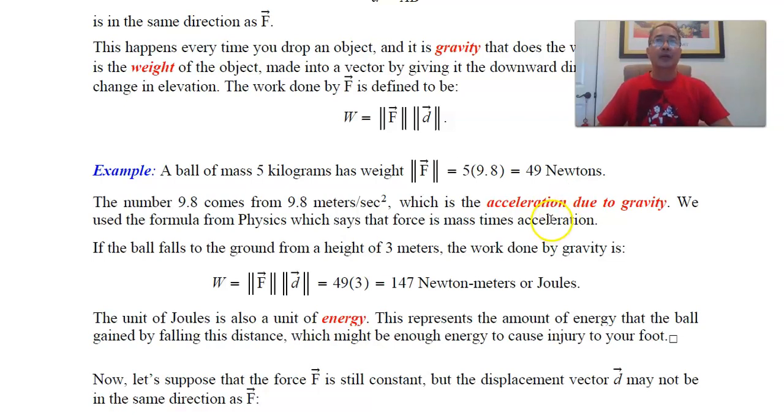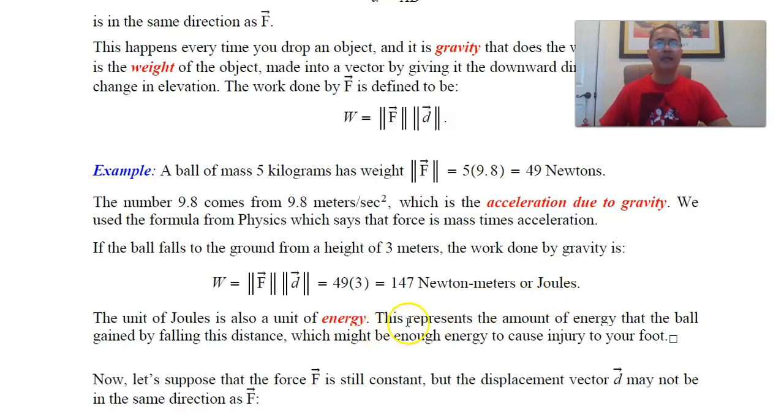Okay, so what are we going to do with this ball? We will drop it to the ground from a height of 3 meters. Again, keep it metric. Don't use 3 feet or 3 yards. All right, so physics tells us that the work done by gravity is the weight, 49, times the displacement, 3 meters, 147 newton meters. That is also known by the unit of joules. Okay, so of course, Joule was a famous physicist. And again, if you've taken physics, you might recognize that as a unit of energy.